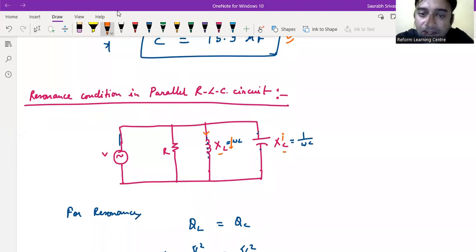Now if frequency decreases, the circuit behaves as inductive circuit. It is opposite nature. In series circuit, a series resonant circuit, if frequency decreases, it was behaving as capacitive circuit. In parallel RLC circuit, if parallel RLC resonant circuit, if frequency decreases, it behaves as inductive circuit.